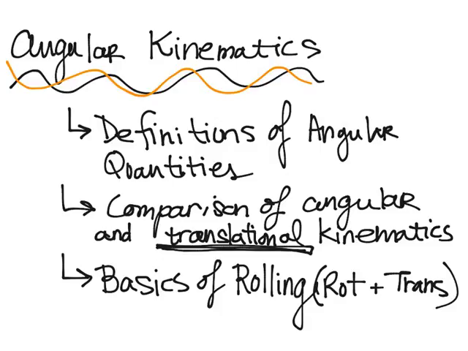So rolling, as you can imagine, if I have a ball and it's rolling, it will both rotate and its center of mass will move at the same time. So it's kind of a combination of rotational and translational, the old kind of movement we are used to seeing.